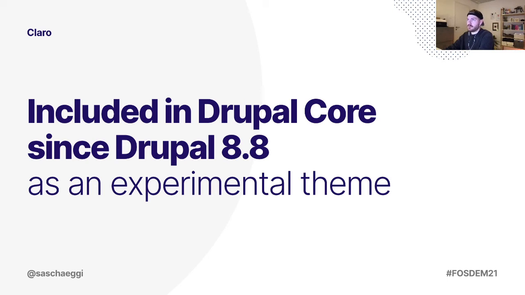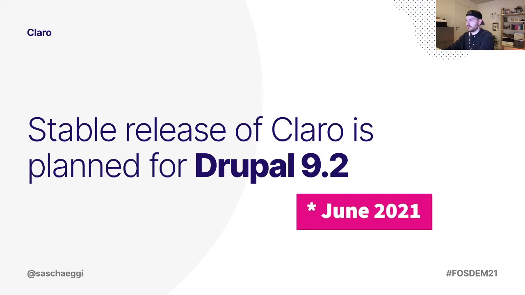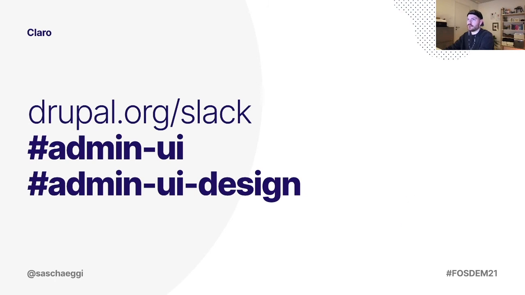Claro is the name of this new admin theme. It's included in Drupal core since Drupal 8.8 as an experimental theme. So it's not finished yet, and we flag it as experimental. It's not activated by default, you need to manually activate it. It's planned that Claro gets a stable release with Drupal 9.2, which is out around mid next year. You will find us at drupal.org/Slack. The two channels, admin UI and admin UI Design, are the ones we use for communication. So feel free to join there.